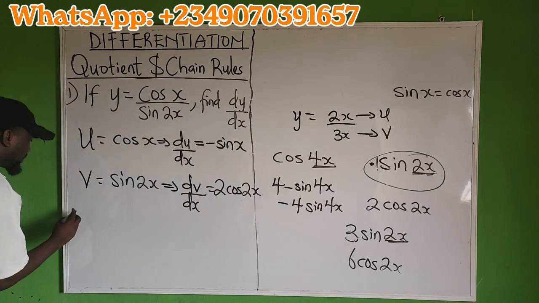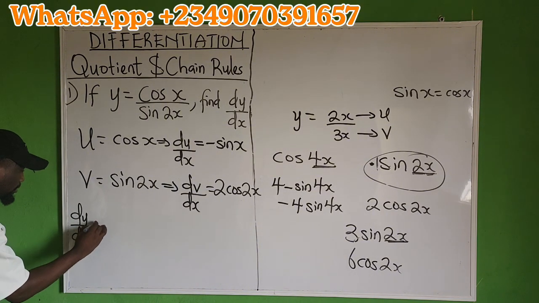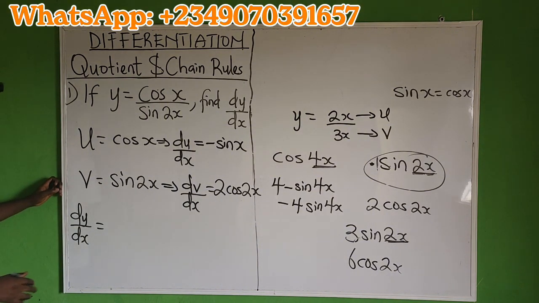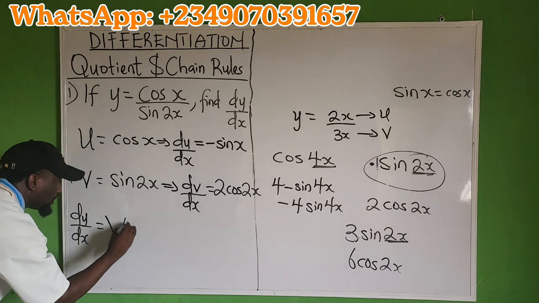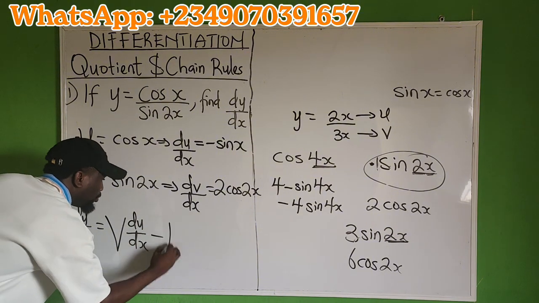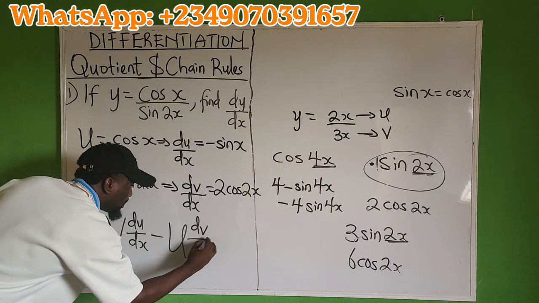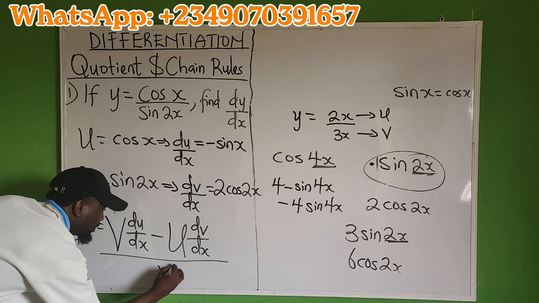So the next thing now is, we are going to differentiate dy over dx, applying the quotient rule, like I said, whenever you have a numerator and denominator. So this will give us v du over dx minus u dv over dx, then divided by v squared.